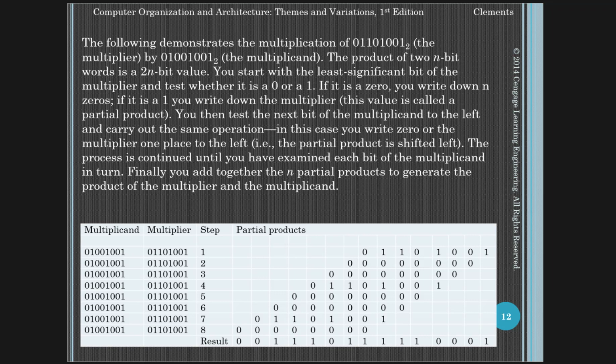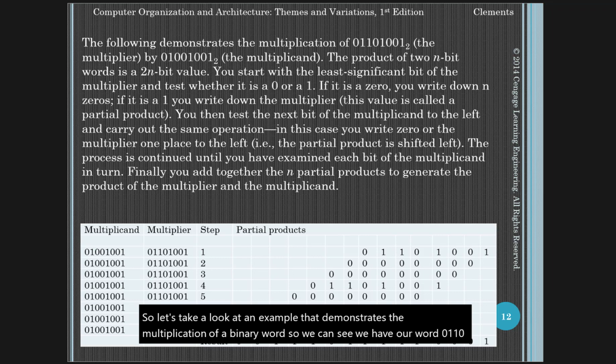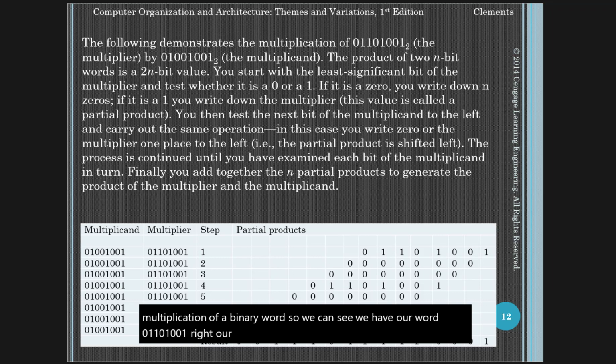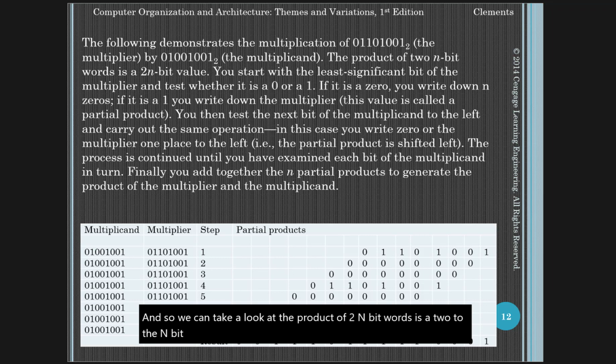So let's take a look at an example that demonstrates the multiplication of a binary word. We have our word 0, 1, 1, 0, 1, 0, 0, 1 in base 2. And then we have our multiplier, 0, 1, 0, 0, 1, 0, 0, 1. The product of 2 n-bit words is a 2n-bit word.